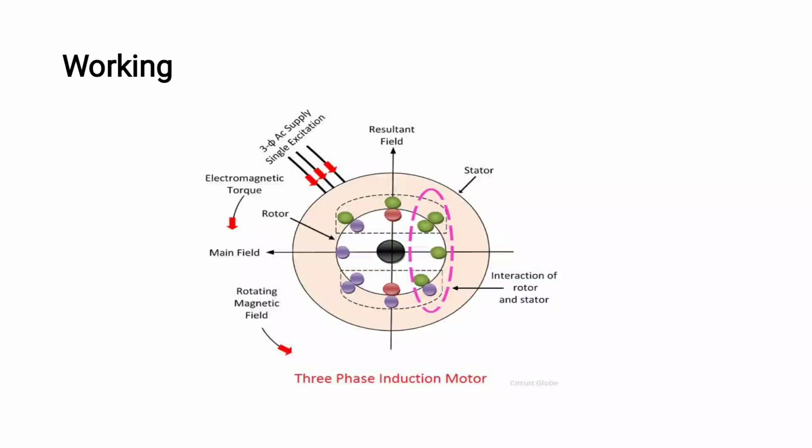When three-phase supply is given to the stator, it produces a rotating magnetic field. This rotating magnetic field induces EMF in the rotor. Since the rotor is a closed circuit, current will flow in the rotor circuit. So, we know that when a current carrying conductor is placed in a magnetic field, it will experience a force, and this force causes the rotor to rotate inside the stator. The stator rotating magnetic field rotates at the synchronous speed, while the rotor rotates at less than the speed of the stator.